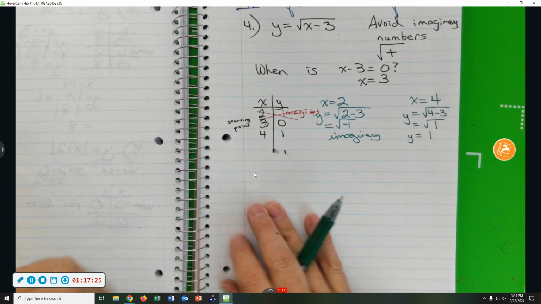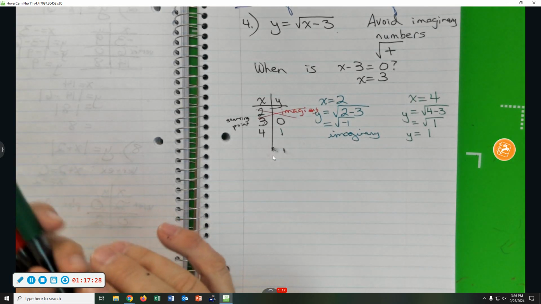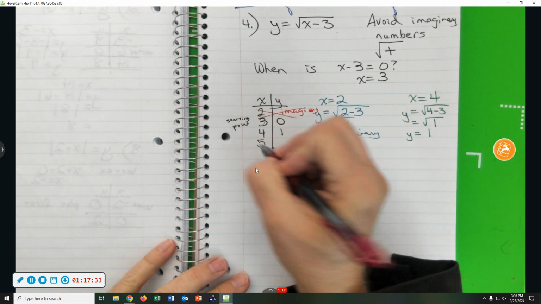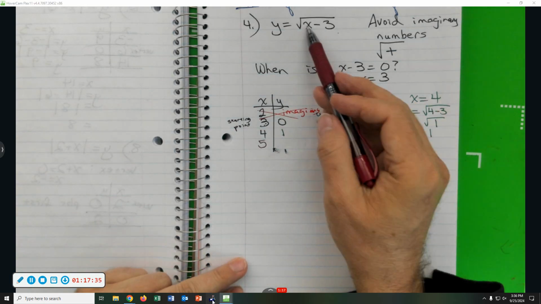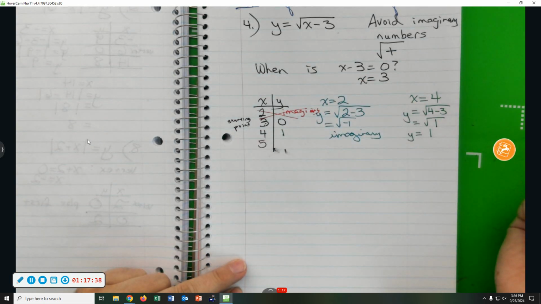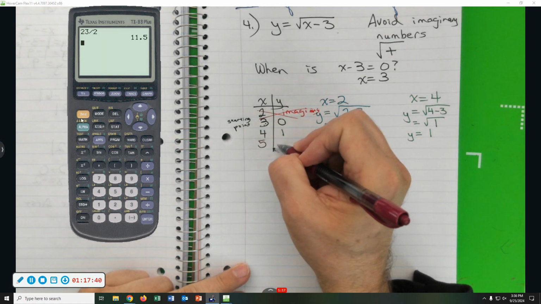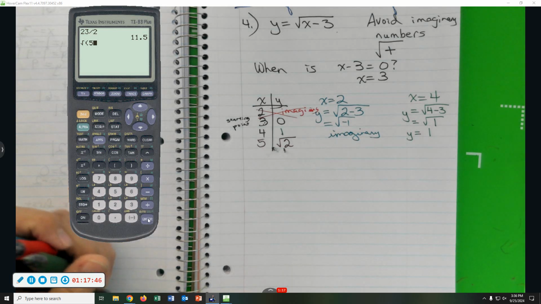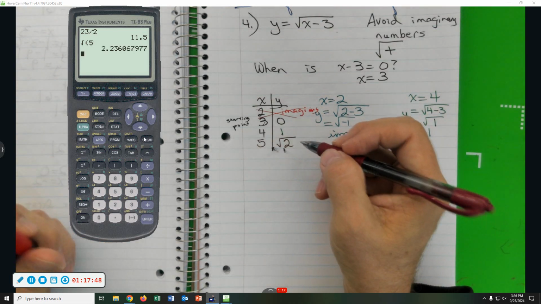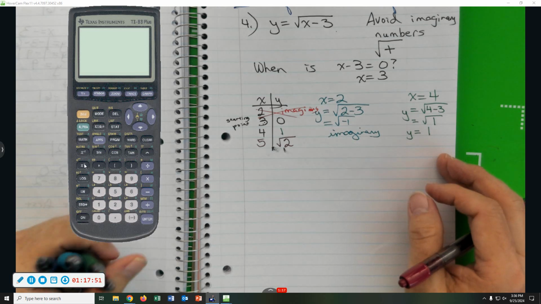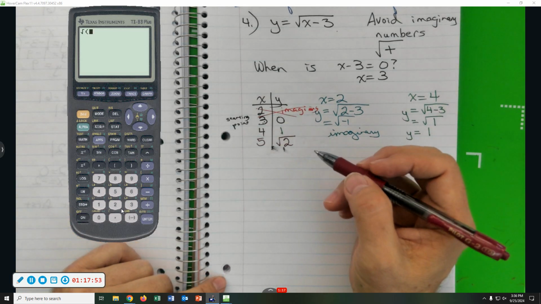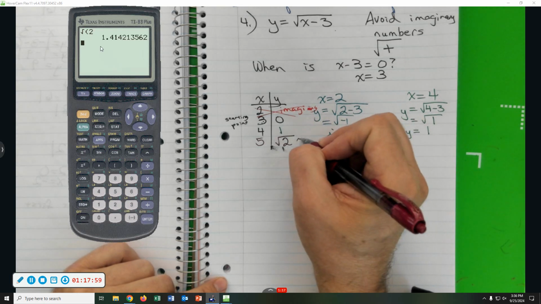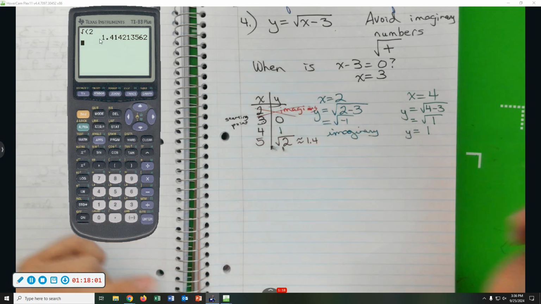We could plug in something like, suppose we plugged in a 5. Plug in 5 for x. What are you going to get? 5 minus 3 is 2. Is 2 a perfect square? No. I just know that 14 times 14 is 196. So 1.4 times 1.4 would be 1.96. That's approximately 2. So we can put that it's approximately 1.4.